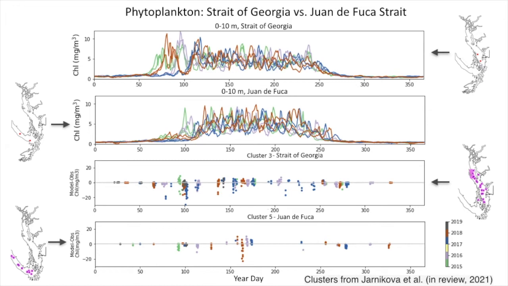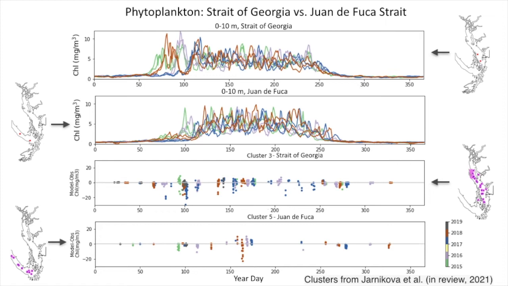The first 2 panels show mean chlorophyll concentration in the upper 10 meters versus year day for several years of model simulation. Time series from 2 points in the Strait of Georgia are presented in the first plot and from Juan de Fuca Strait in the second plot. Although we were initially surprised by the amount of modeled chlorophyll in Juan de Fuca Strait, model data comparisons showed similar biases in the 2 regions.